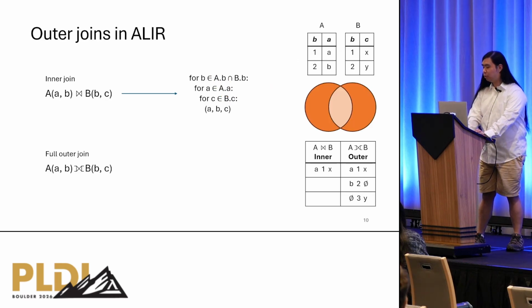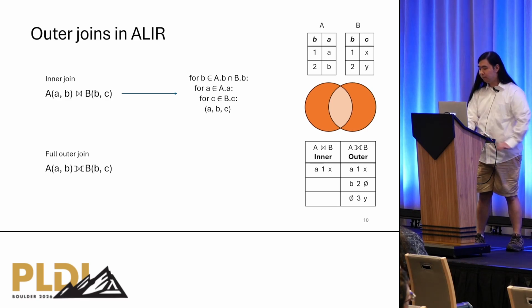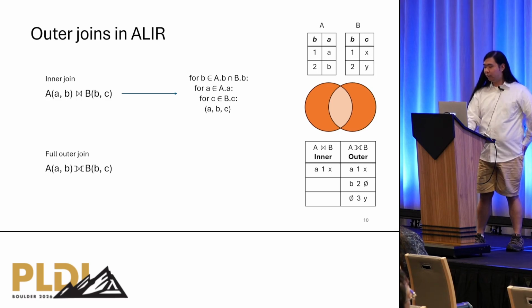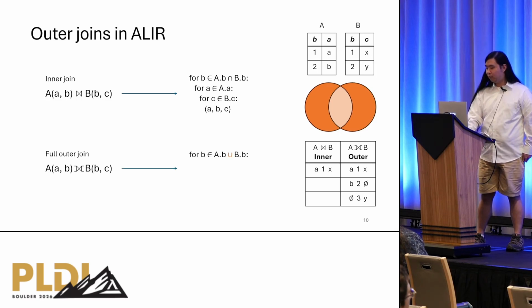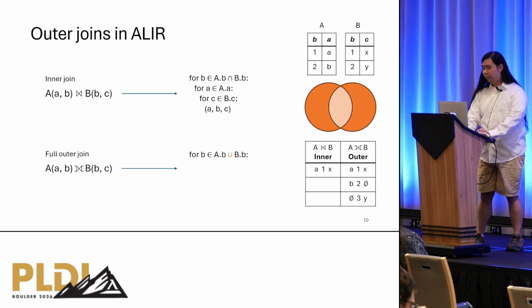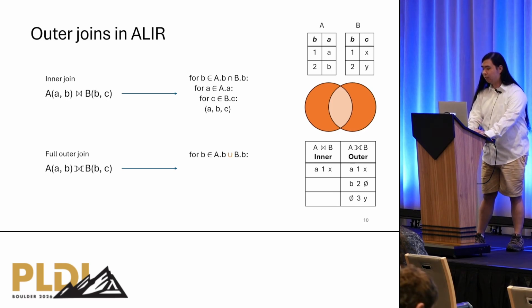Now, to represent outer joins, we require some new machinery. Let's look at how a full outer join is represented. The semantics of a full outer join, unlike an inner join, includes all elements from both joined relations, where the missing attributes, where no corresponding tuple exists, are filled in with null values, indicated by the empty set symbol. To generate the LR for this outer join, first we look at the semantics of the full outer join, and we take the union of the corresponding attributes.